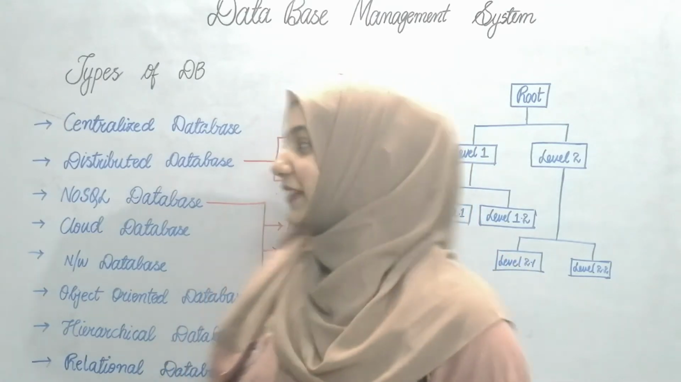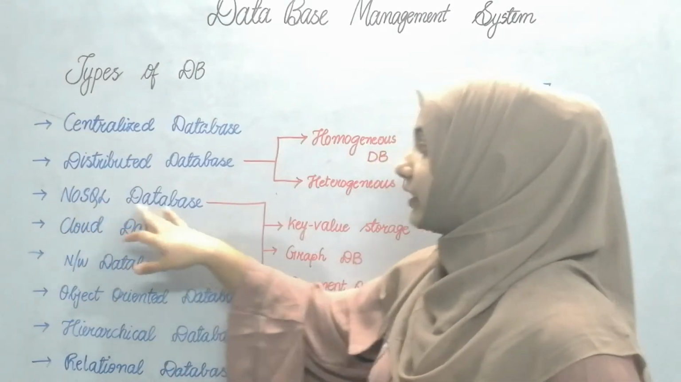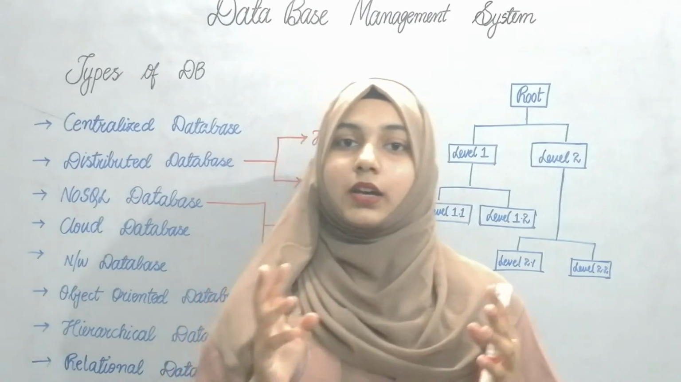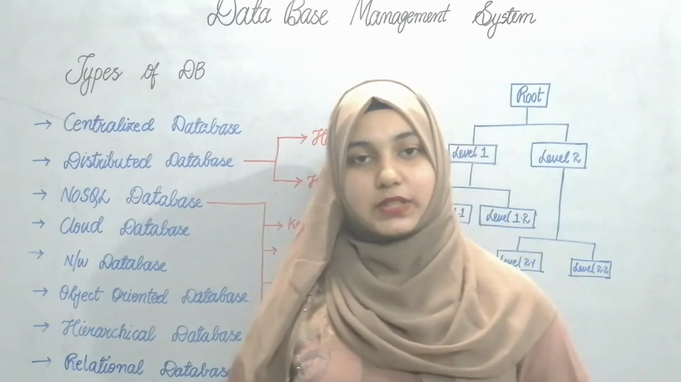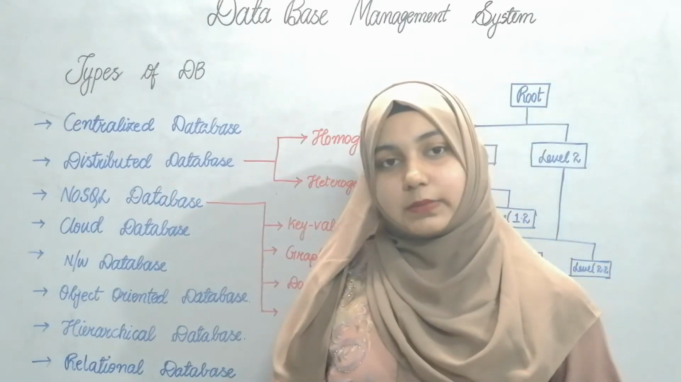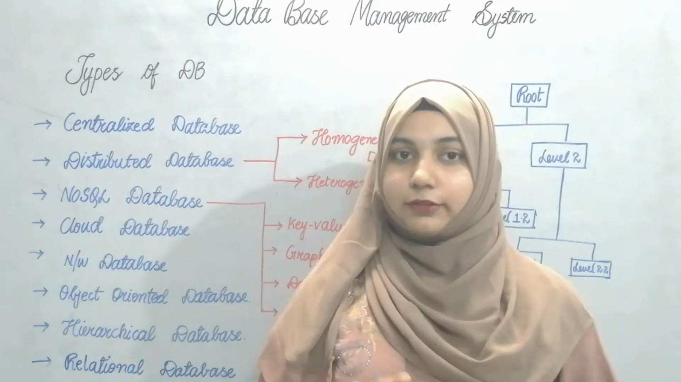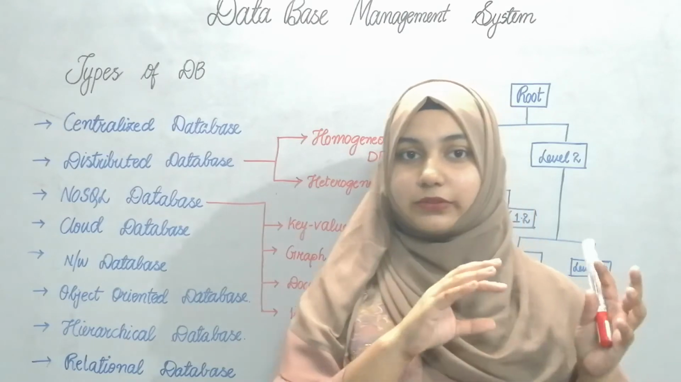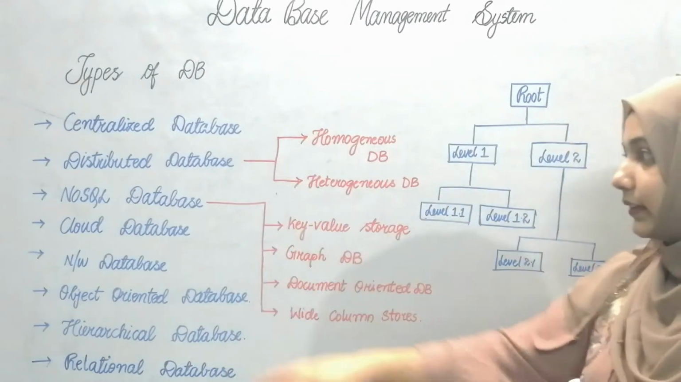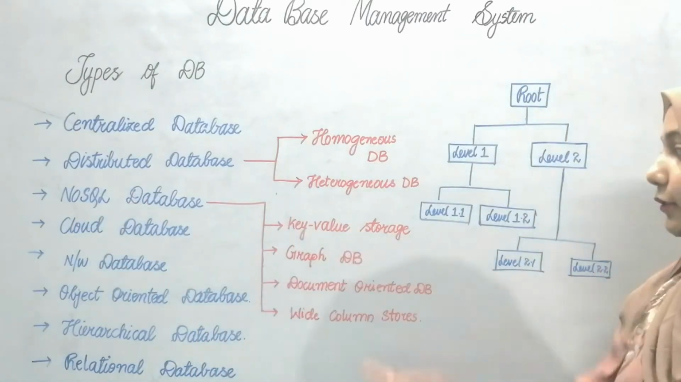Easy? Now, next is the NoSQL database. You can say NoSQL, non-SQL, or not only SQL. All these three terms are the same. So what does this mean? Not only SQL database means you will not only have the data stored in the form of tables, but your data will be stored in all these categories. This NoSQL is further categorized into four types.